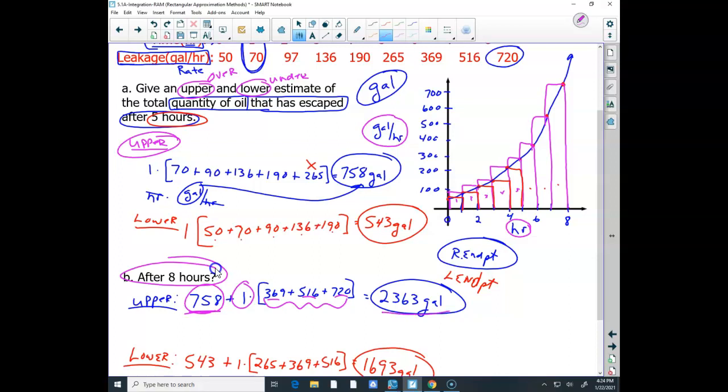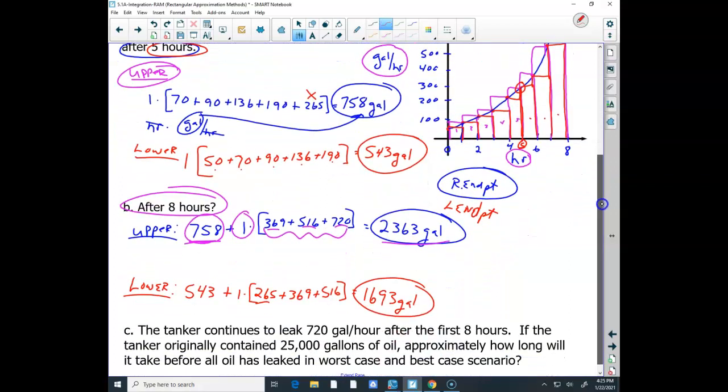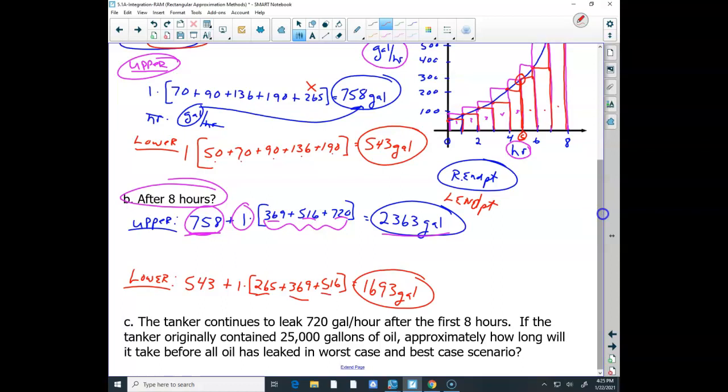that's going to be 2363 gallons. If I need the lower, now I'm using the right endpoint, which means I need to take my height at 5 right there. My height at 5 is 265 plus 369 plus 516. I'm taking the sum of those last 3 heights times their width plus what I found above to get a lower estimate of 1,903 gallons that leaked after 8 hours.